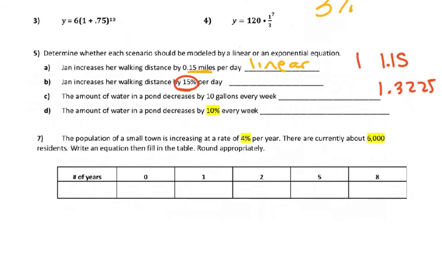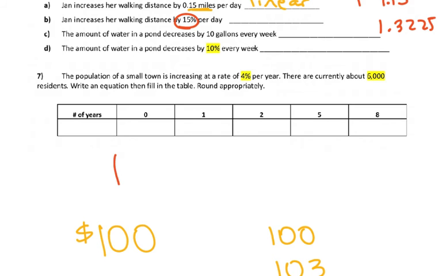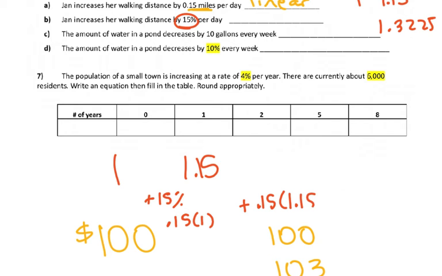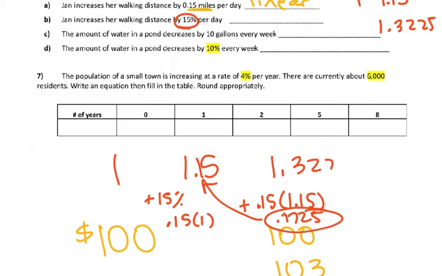So what I did was I said 1 mile was the first day, and then I added 15%, and 15% is 15% of 1 mile, and that's where I got the 0.15. Oops, 1.15. The next day, we're going to add 15% of the 1.15. And so that's where I got the 0.1725, and so when I added 0.1725 to that, it gets 1.3225.